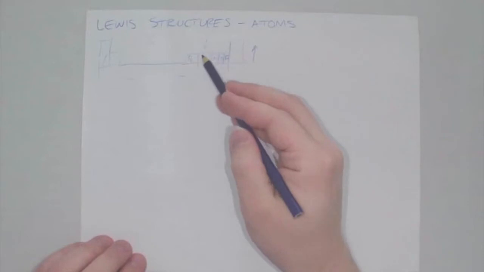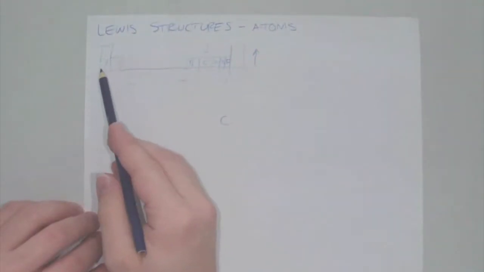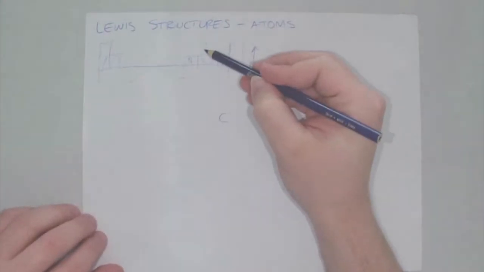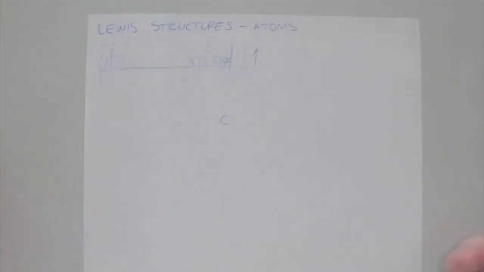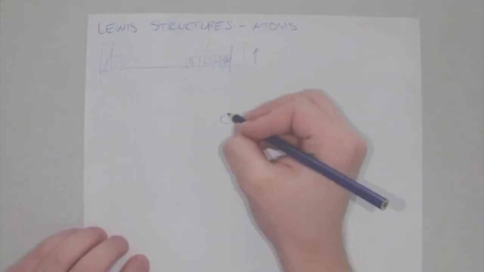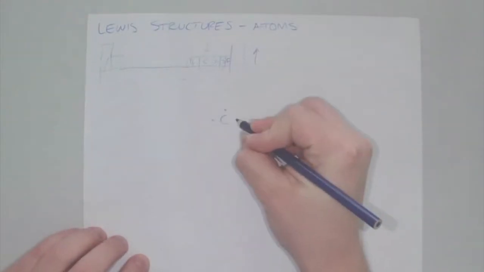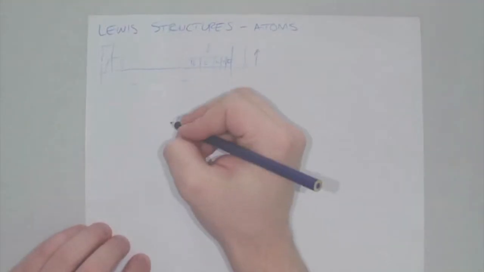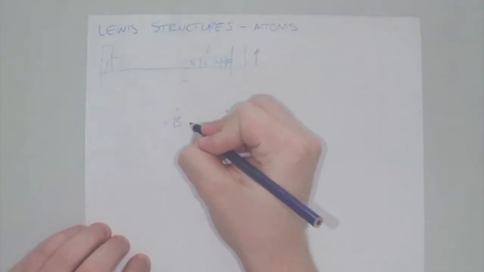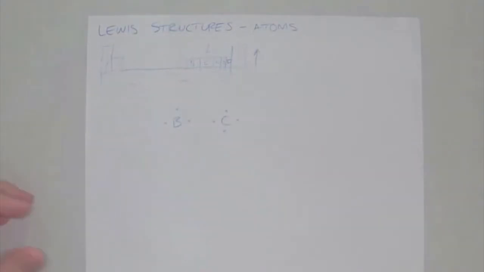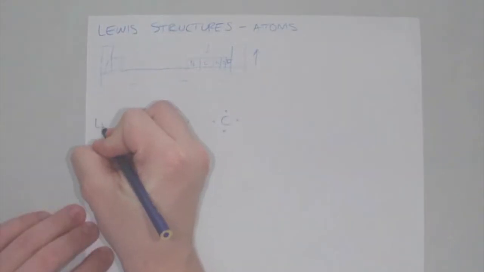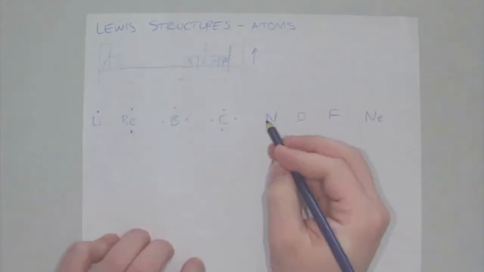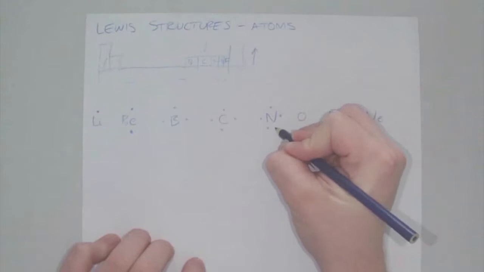So carbon is sitting right here, just counting from 1, 2, 3, 4. In that column, it has 4 valence electrons. So for its Lewis structure, all we have to do is draw 4 dots all around the carbon. So boron is 1 to the left, so it's only got 3 valence electrons. So we can just go dot, dot, dot. And we can keep doing this for all these different atoms. Lithium, beryllium, which have 1 and 2 electrons. So nitrogen, just counting up, has 5 electrons.